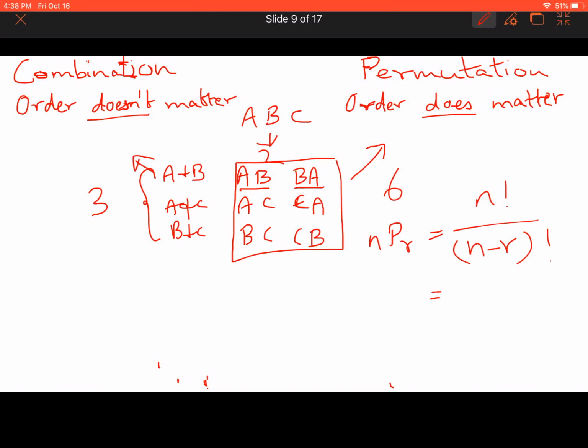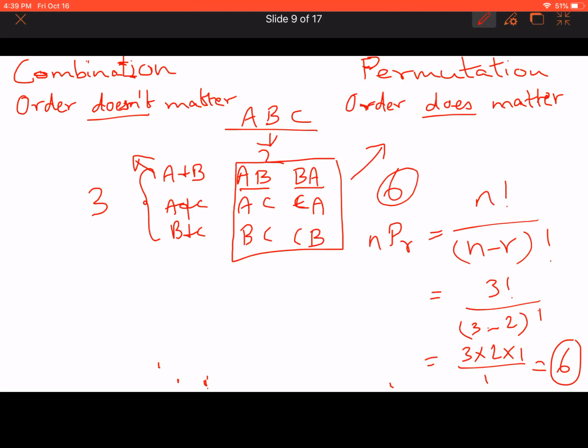So here, n, the total number of choices, is 3, right? So 3 factorial divided by (3 minus r) factorial, where r is 2. So it is 3 factorial, that is 3 into 2 into 1, divided by 3 minus 2, which is 1 factorial, that is 1. So it is going to be 6. So when we wrote out the arrangements, we found 6, and with the formula also we found the same answer.